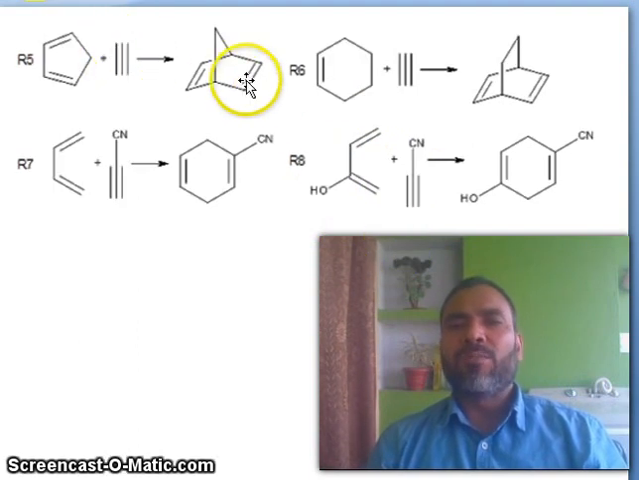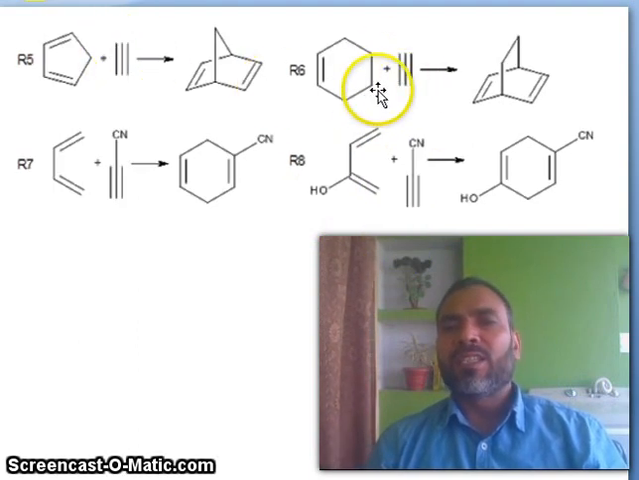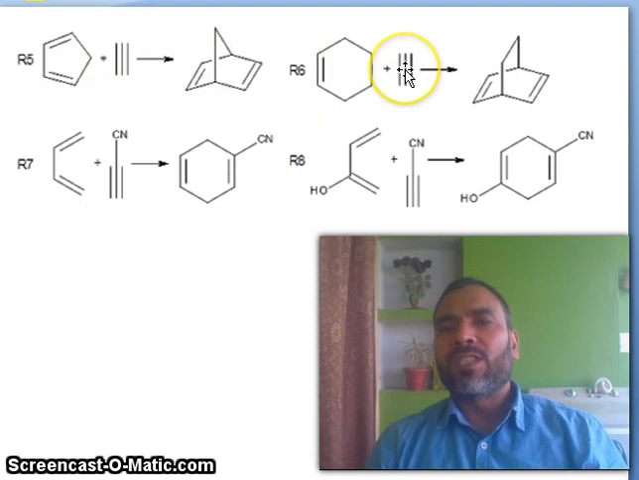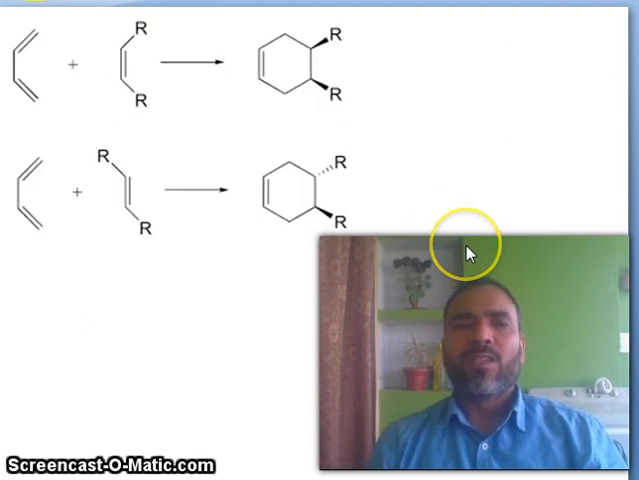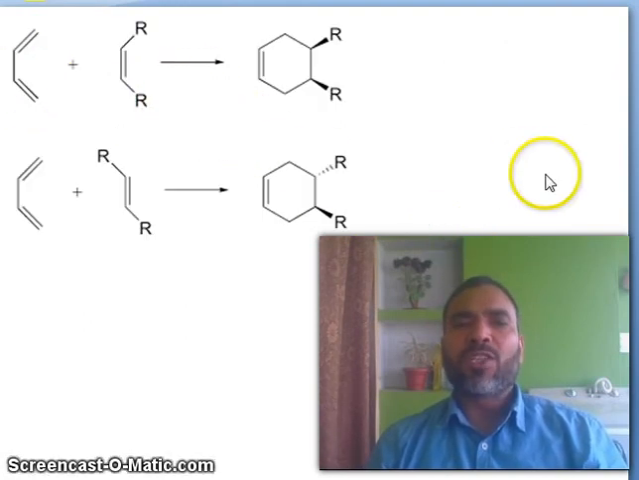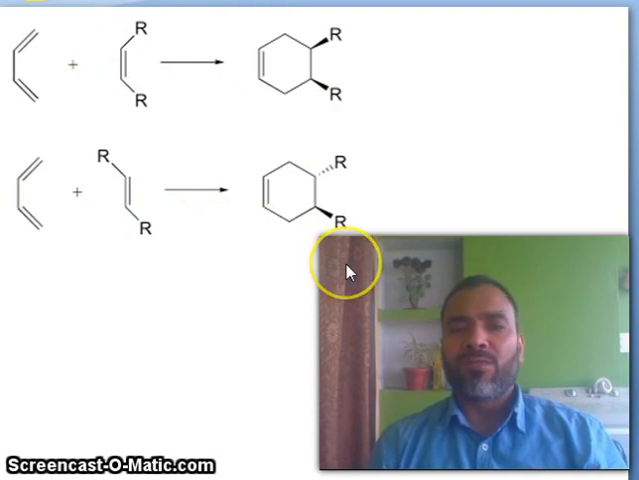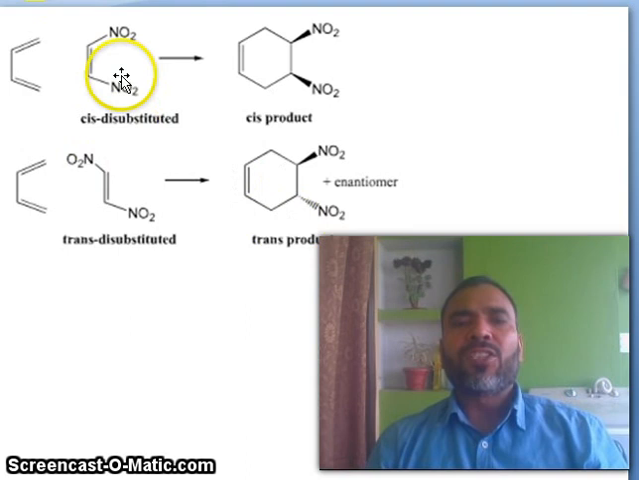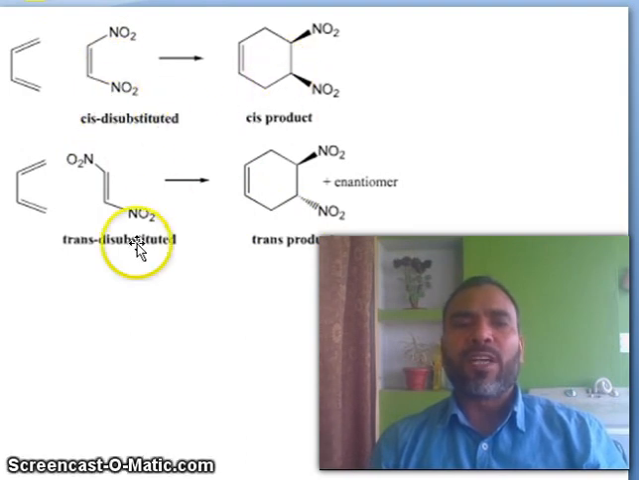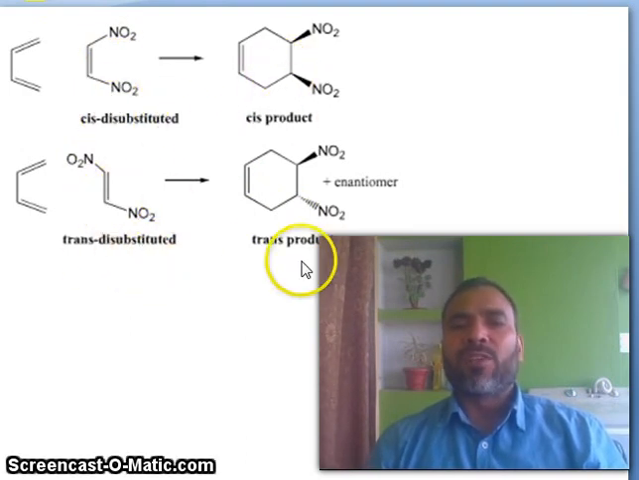Now you see the products. Again this is not a Diels-Alder reaction because this is not 4 plus 2. This is the 4 plus 2. This is 4 plus 2. Again you see this is a 4 plus 2 cycloaddition. This is also 4 plus 2 but with different configurations. Now a cis disubstituted dienophile gives the cis product, and a trans disubstituted dienophile gives the trans product.